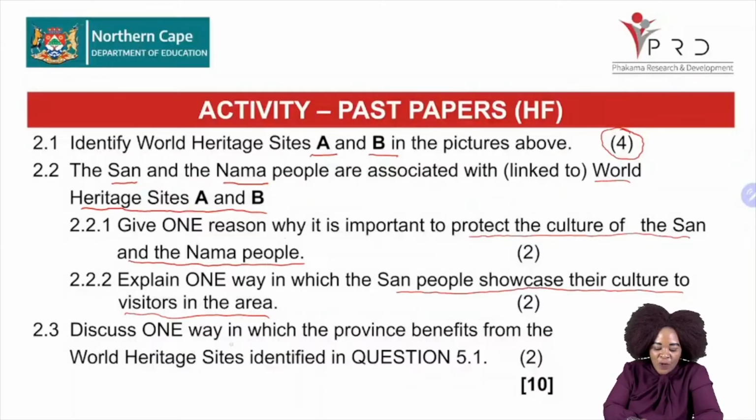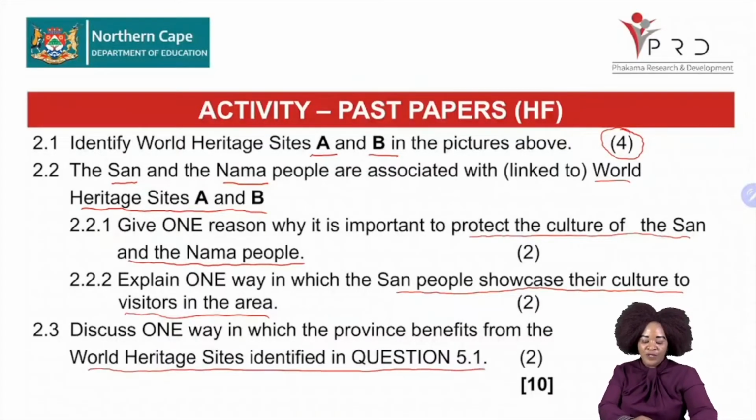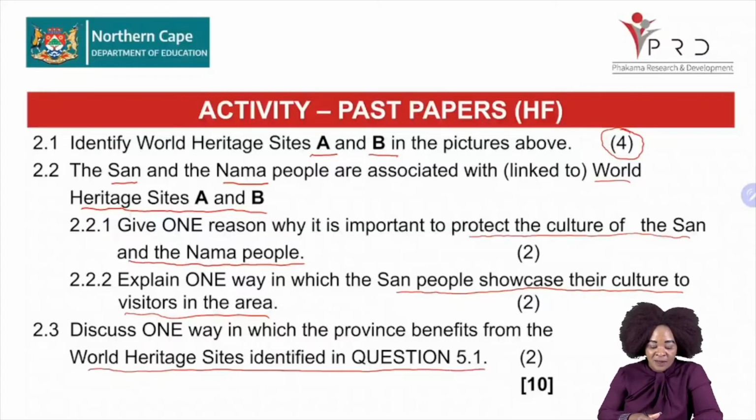2.3, discuss one way in which the province benefits from the World Heritage Sites identified in 5.1. So meaning that now you know that the Northern Cape province has got 2 World Heritage Sites. But now in 2.3, we want to know how is the province actually benefiting from these World Heritage Sites. If a province has got World Heritage Sites, what are the benefits? The question is asking that. And this is 10 marks, guys. It is a lot of marks.